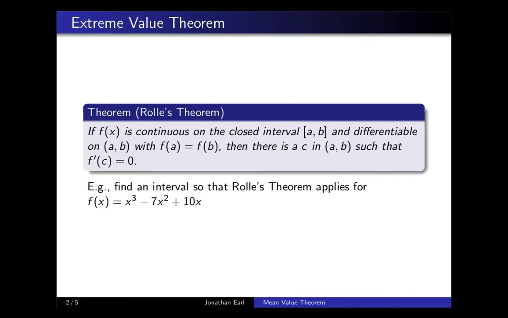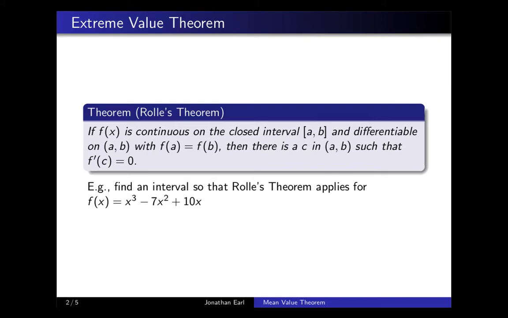So with Rolle's theorem, if you give me some continuous function over a closed interval a to b that is also differentiable in between a and b, and also the two endpoints are the same, so f of a is f of b, then we're guaranteed to have some point c in the middle so that the derivative at c is 0.